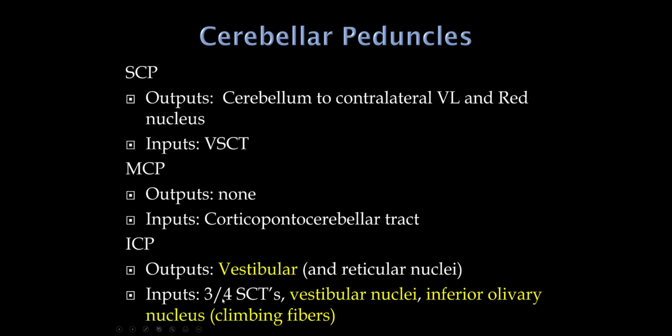All right, the inferior cerebellar peduncle, remember 3 out of the 4 spinocerebellar tracts enter through the inferior cerebellar peduncle, but vestibular information from the medulla really goes back and forth, in and out through the inferior cerebellar peduncle. And then remember, we have the inferior olivary nucleus, these climbing fibers that enter the cerebellum through the inferior cerebellar peduncle.